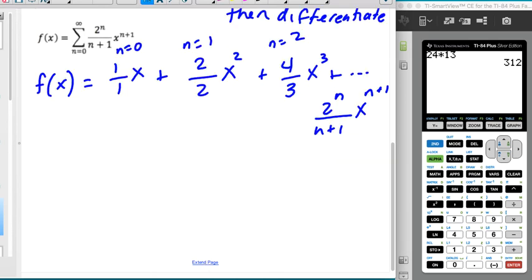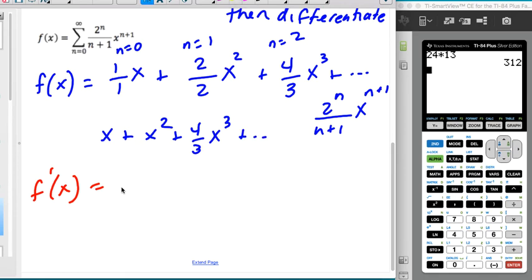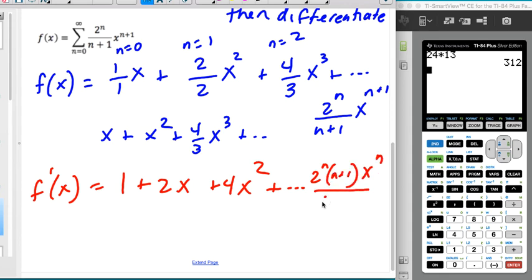Then if I differentiate, you'll see I get the same answer I got before, right? Because when I differentiate, notice that this was just an x plus an x squared plus a 4/3 x cubed, et cetera. So when I differentiate, I get a 1 plus a 2x plus a 4x squared, which is exactly what I was expecting to get. And then we've already seen that this cancels to just give me 2 to the n times x to the n, okay? So either way you choose to do it, same idea. All right.